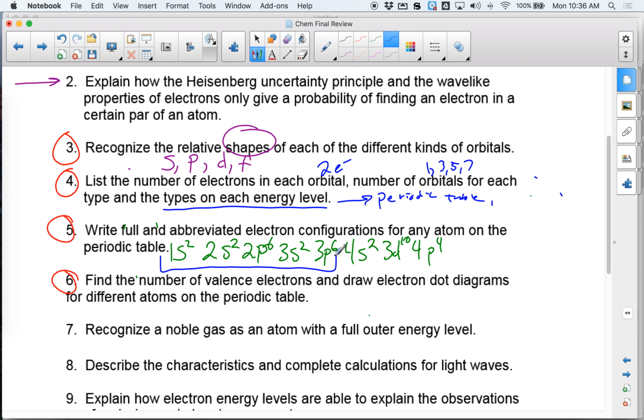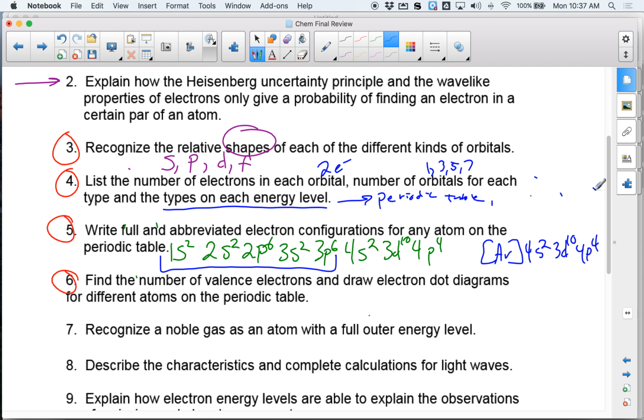And so in the abbreviated, we can put the brackets around argon, and then put the rest of the electron configuration. So 4s2, 3d10, 4p4 from that point. Now, on the final, I guarantee I will give you an element and ask you to write both the abbreviated and the full. So you have to be able to do them both.